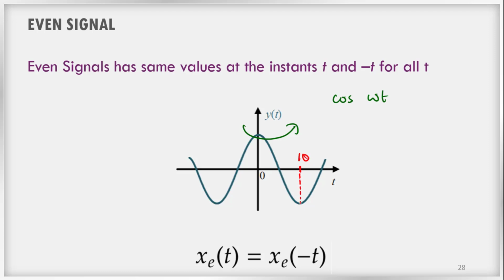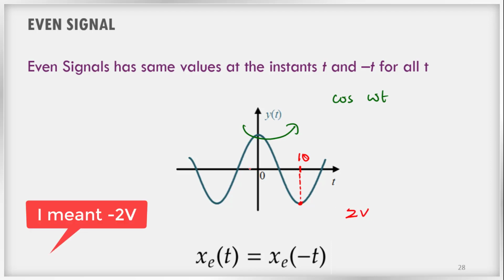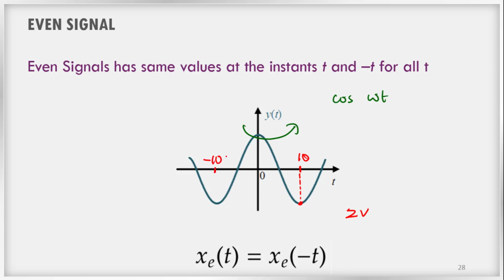So if you take the value, maybe this is 2 volt, and if you go to the minus time axis and you reach here, that is minus 10 seconds. This is plus 10 second and this is minus 10 second. And if you take the value, you can see that they are equal. Here also you will get 2 volt. Time is positive or time is negative, if you are taking the same time values, then the signal values will be equal. That is the meaning of this particular sentence.